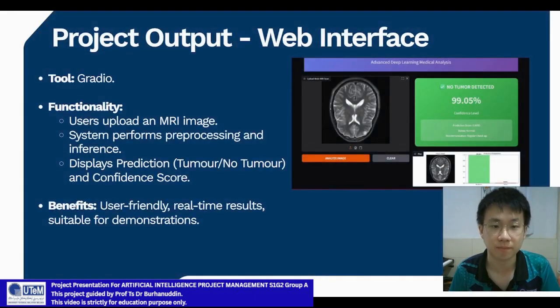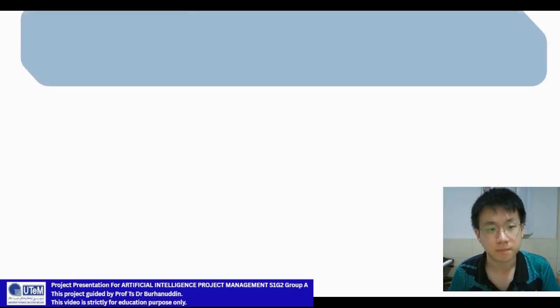So this is our sample output of the web interface. The tool we are using is Gradio, and we allow users to upload an MRI image. The system performs pre-processing and inference, and displays the final prediction result along with the confidence score. The benefits of our system are that it is user-friendly and gives real-time results.